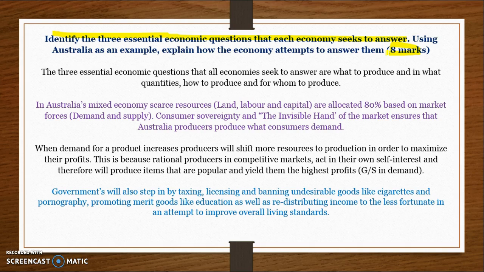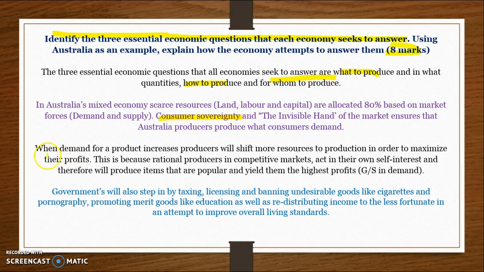So the three essential economic questions that all economies seek to answer are what to produce, in what quantities, how to produce, and for whom to produce. In Australia, we have a mixed economy, which means our scarce resources, so land, labour and capital, are allocated 80% based on market forces, so demand and supply, with consumer sovereignty dictating what is produced.